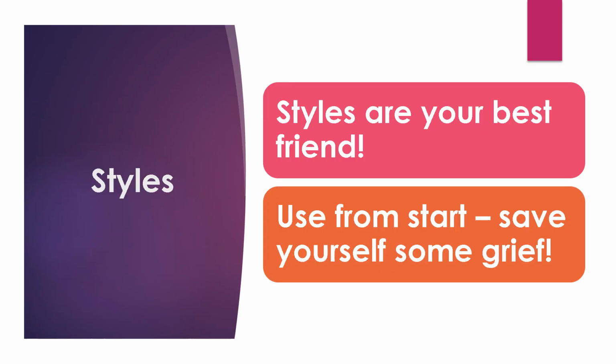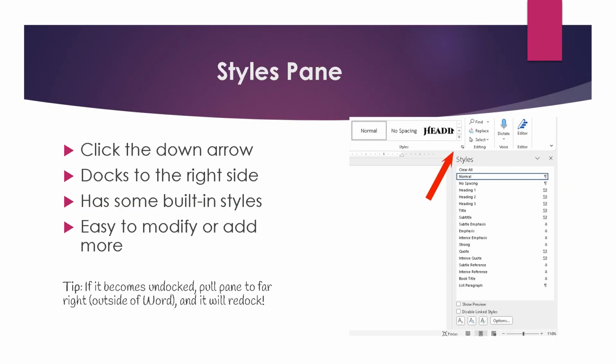Make styles your best friend. Save yourself grief by using these when you begin. The Styles function is also located on the home screen. Click the down arrow by the word Styles. This pane will dock to the right side of the screen. It has some built-in styles to choose from, and it's easy to modify or add more. Tip: if the pane becomes undocked, pull the pane to the far right outside of Word and it redocks.